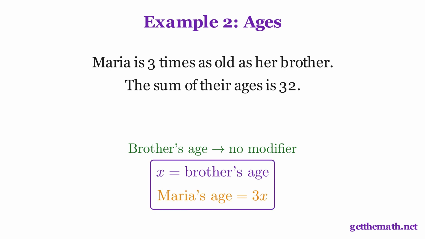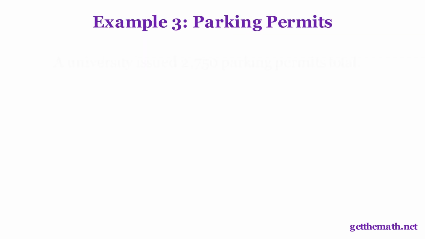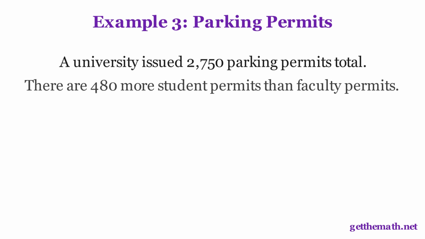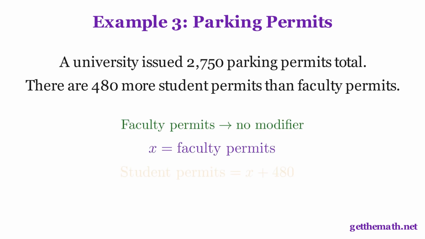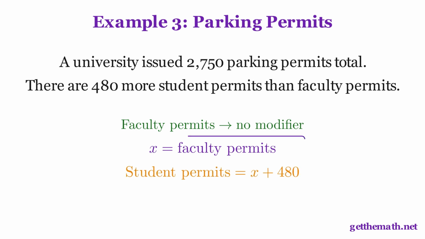Example 3. Parking permits. A university issued 2,750 parking permits total. There are 480 more student permits than faculty permits. Which group has no modifier? Faculty permits are not described relative to anything else. Student permits are described as 480 more than faculty. So we let x, or f, equal faculty permits. Then student permits are x plus 480. Faculty is x because it is the base. Students are built around it.